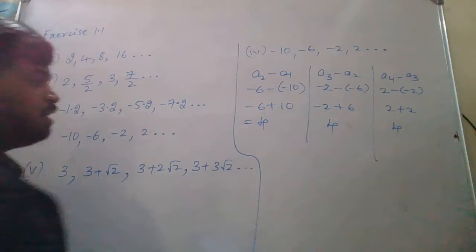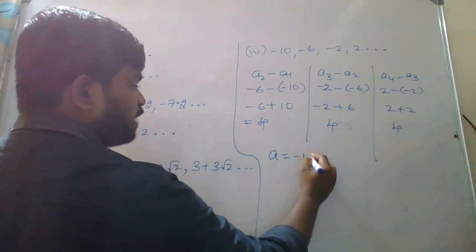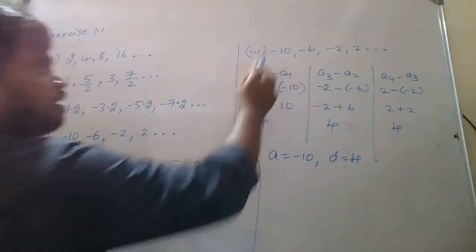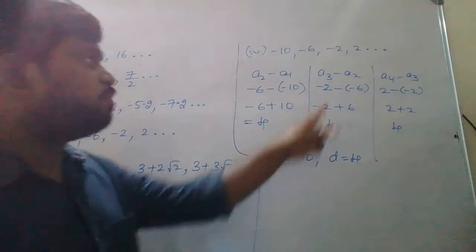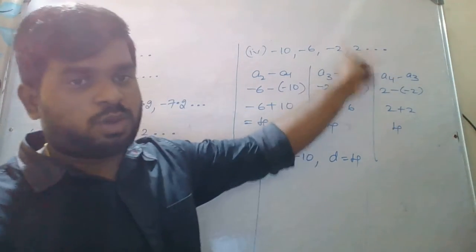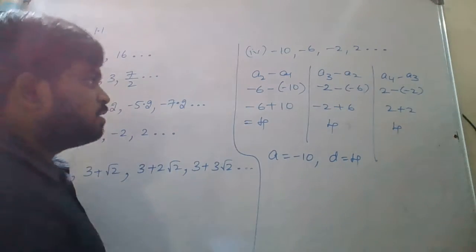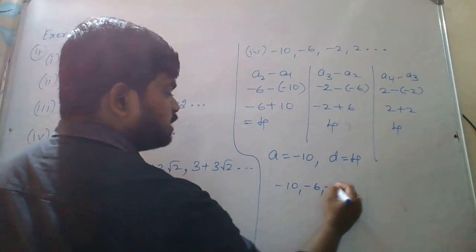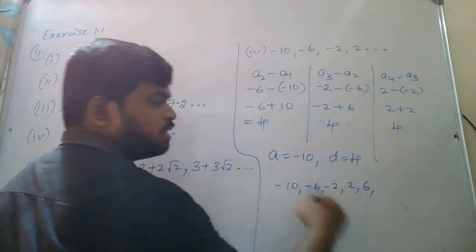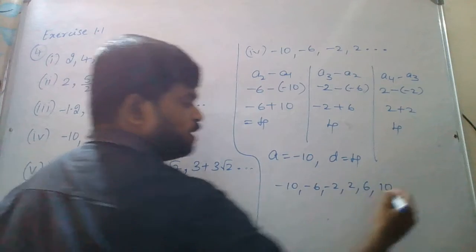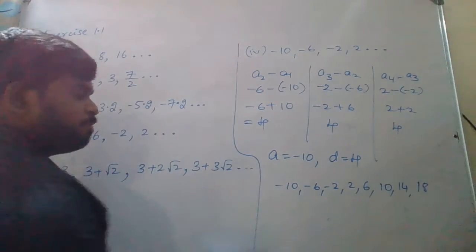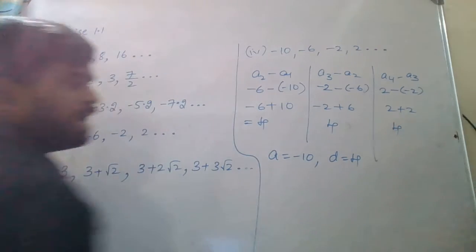If this is an AP, find the value of A, which is minus 10, and the value of D is 4. The next four terms, how do you find them? Simply you have to add D to it. The last term here is 2, add D to it: 2 plus 4 is 6, 6 plus 4, 10, 10 plus 4, 14, 14 plus 4, 18. So those are the next four terms. Simply you have to just add D to it.